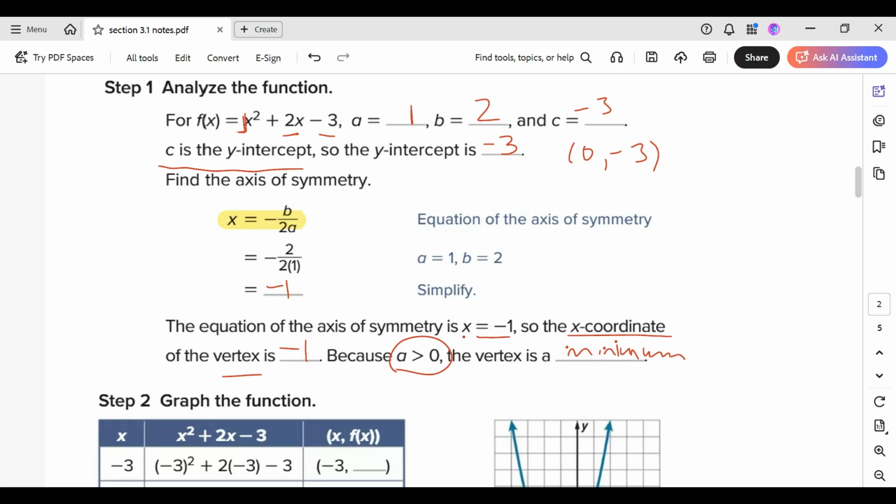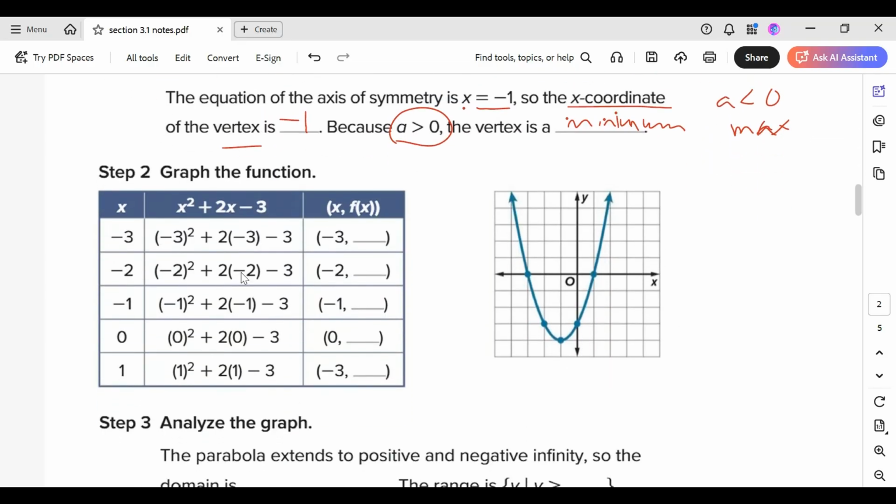Remember, if a is bigger than 0, you have a minimum. If a is less than 0, you have a max. So when we go to graph the equation, we are taking our original equation, x squared plus 2x minus 3, and we're going to use some test values for x.